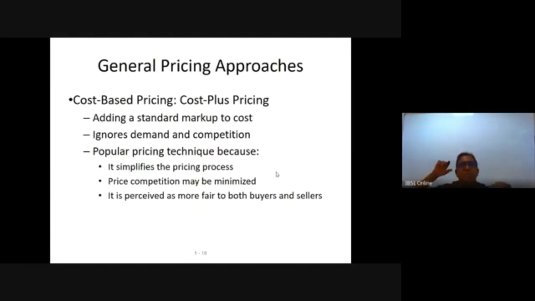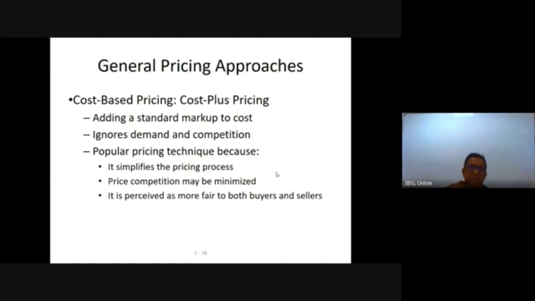Let's look at some approaches to pricing. Cost-based pricing, or cost-plus pricing as you call it. There, when you set a price, as I said, there's fixed cost and variable cost. What you do is you add a standard markup to the cost and sell. There you ignore the demand and the competition. You are purely going by the cost base.